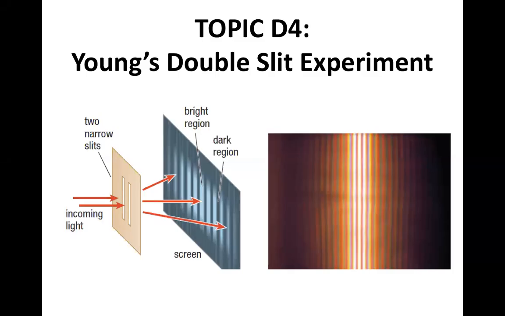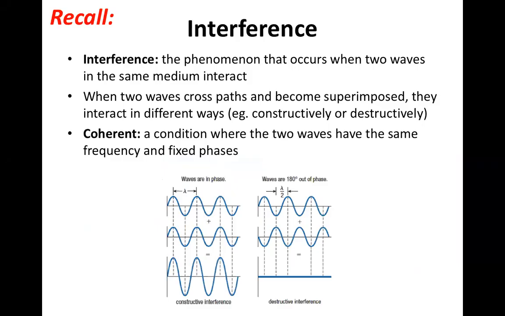Hi class, this video is on topic D4, Young's double slit experiment. Recall that interference is the phenomenon that occurs when two waves in the same medium interact. When two waves cross paths and become superimposed, they interact in different ways, constructively and destructively. And also recall the term coherent, a condition where two waves have the same frequency and fixed phases.